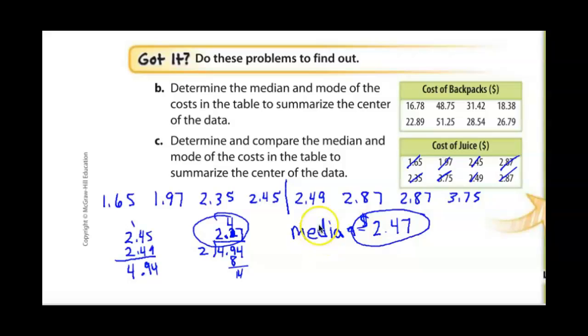tell me, is there a number that happens more than one time? Because we also have to, after we find the median, also find the mode. What is the number that happens more than one time? Go ahead and answer that for me, please. That's correct. The mode is going to be $2.87. So if we were to determine the median and the mode, and then think about what that means to summarize the center of the data, we can say that the mode is 40 cents more than the median because 47 plus 40 equals 87. So that's one thing we can describe about the data.